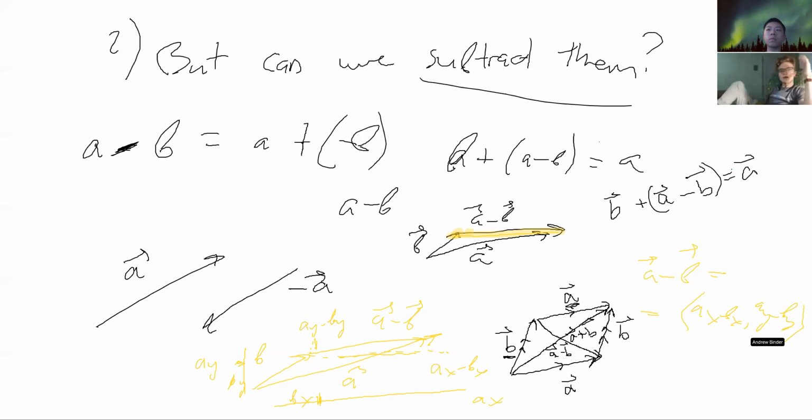So these are the most basic things you can do. You can add them, you can subtract them.